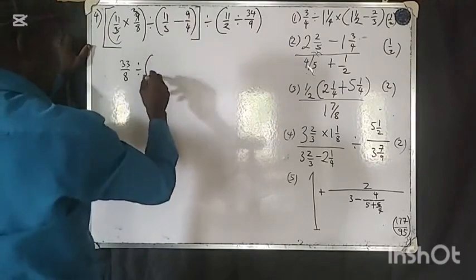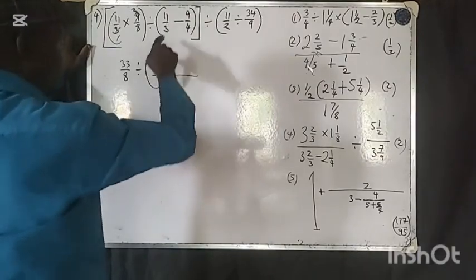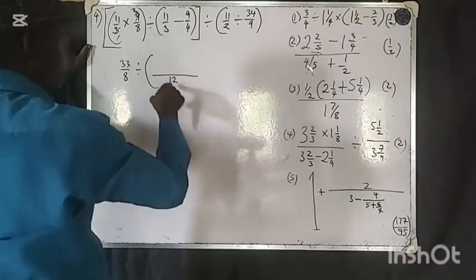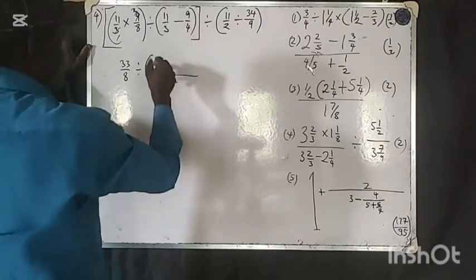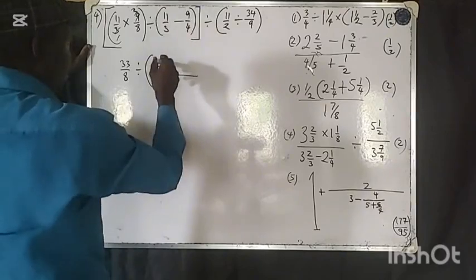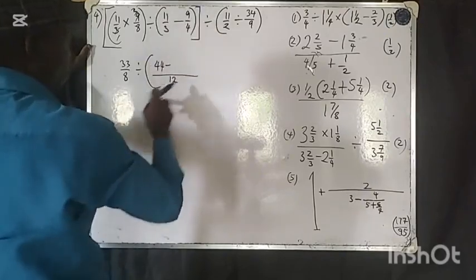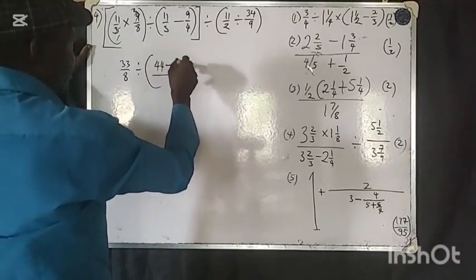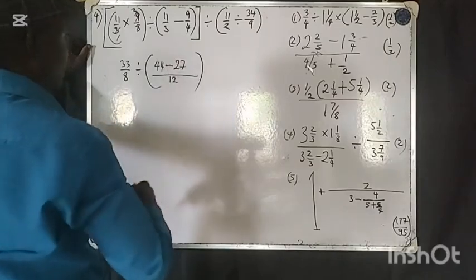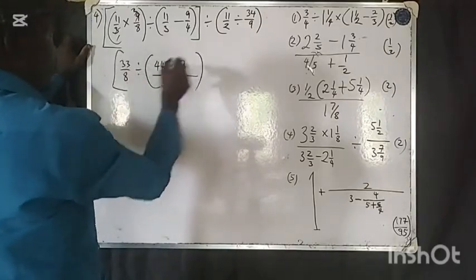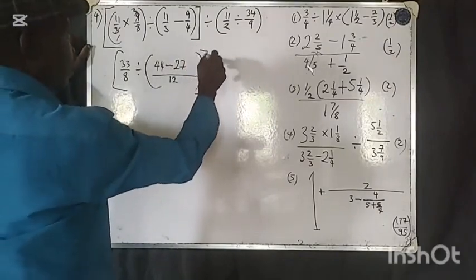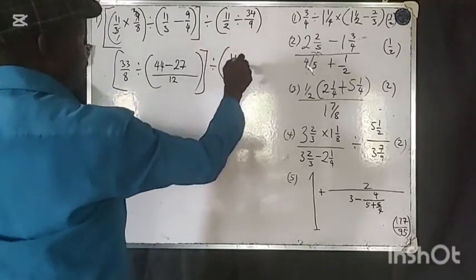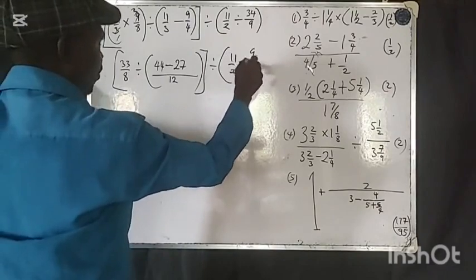Here we have to find the LCM. 3 and 4, no common factor. So we say 3 times 4, that's 12 as LCM. 3 goes in 12, that's 4. 4 times 1, 4 times 11, that will be 44. 4 goes in 12, that's 3. 3 times 9, that will be 27. So we have this. Then all divided by this. So 11 over 2, change it to times, 9 goes up, 34 comes down.